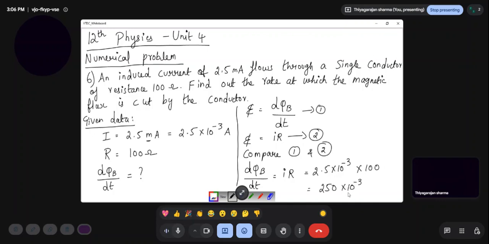So again this 10 to the power of minus 3 can be considered as milli. Okay, 10 power minus 3 can be written as milli. So the answer is, the rate at which the magnetic flux flows, d psi b by dt, is equal to 250 milli Weber per second. So the unit of magnetic flux rate is Weber per second. So this is the answer.